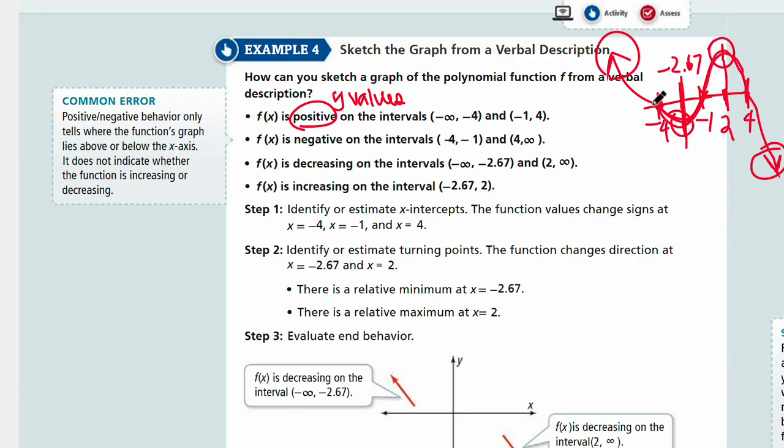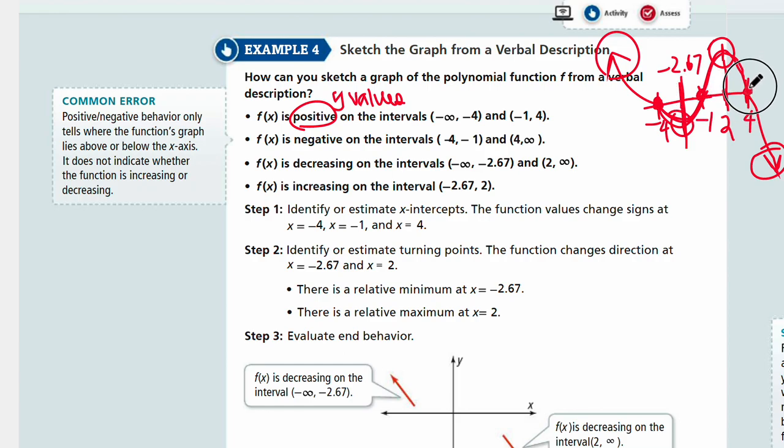And we know where the graph is positive and negative as well. So even though we don't know the exact values for y, we can still draw a pretty accurate graph using these verbal descriptions. First, we can identify or estimate the x-intercepts. We know the x-intercepts from the intervals, because x-intercepts are where y is equal to 0, or where your graph intersects the x-axis. That means your graph will be changing from positive to negative or negative to positive. So those are going to be your x-intercepts.